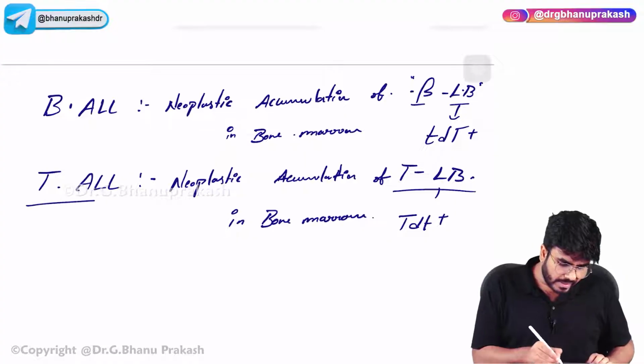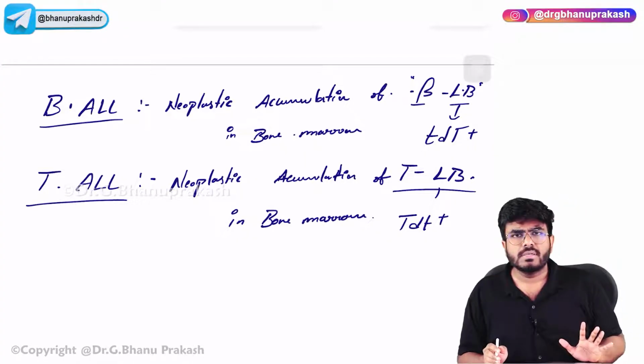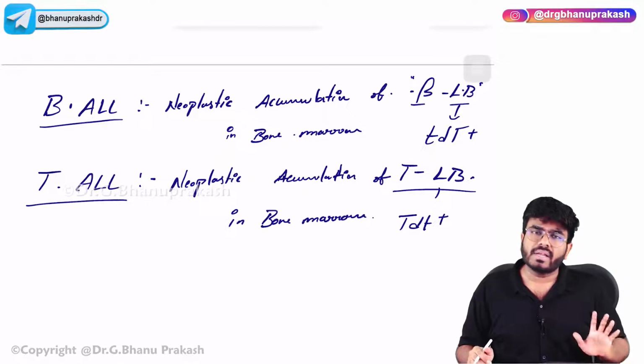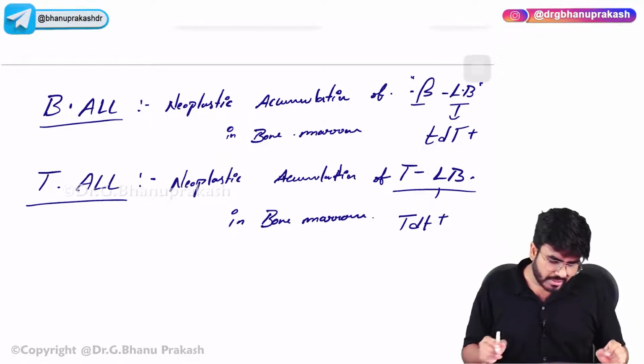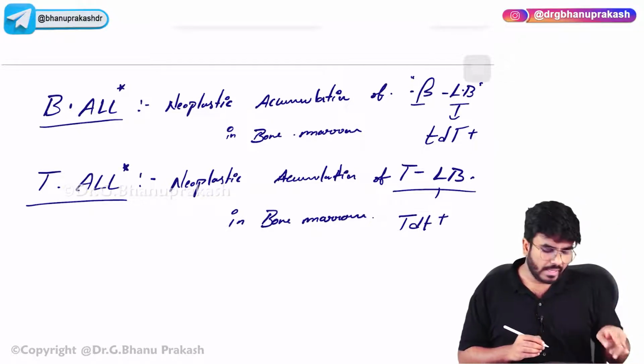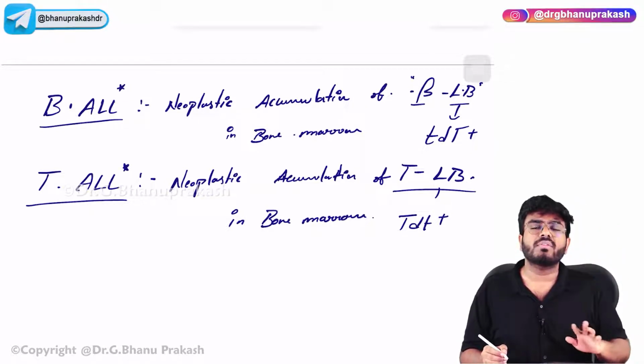So at the end of the day, the point which I want you to know is, sir, ALL is of two types. ALL is most commonly seen in the children, okay, in the Down's babies. What are the two types of ALL? BALL and TALL. B acute lymphoblastic leukemia, T acute lymphoblastic leukemia.